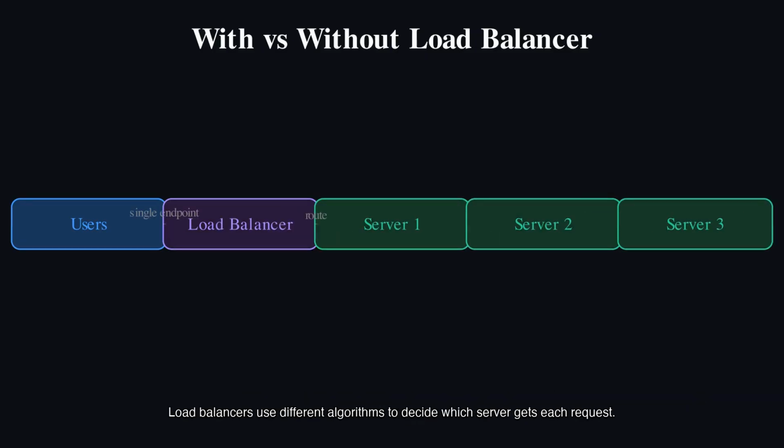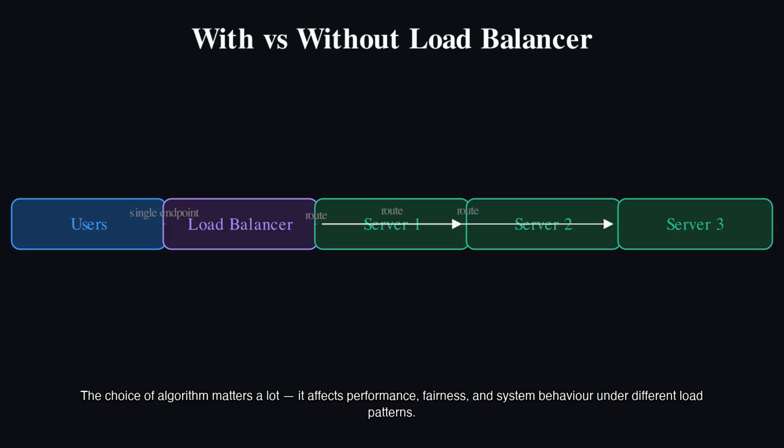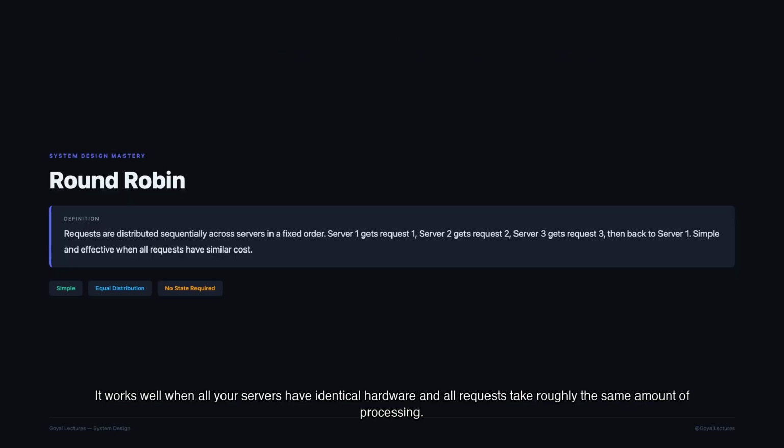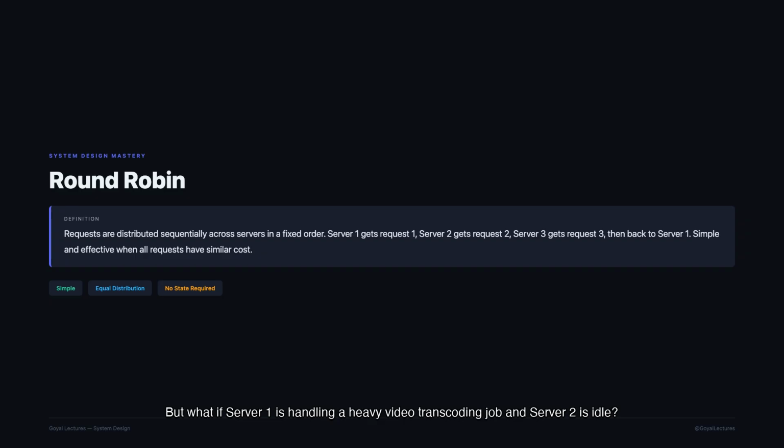The choice of algorithm matters a lot. It affects performance, fairness, and system behavior under different load patterns. Let's go through the main ones. Round robin is the simplest algorithm, and often the default. It works well when all your servers have identical hardware, and all requests take roughly the same amount of processing. But what if server 1 is handling a heavy video transcoding job, and server 2 is idle? Round robin will keep sending requests to server 1 regardless. That's suboptimal.